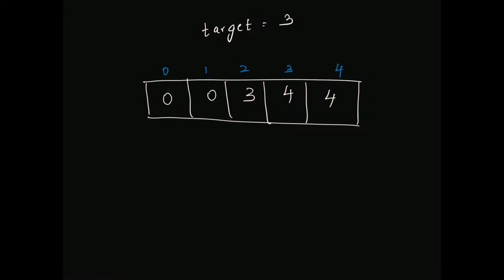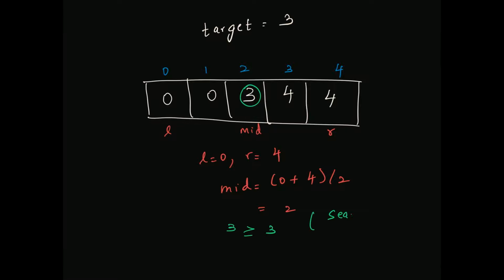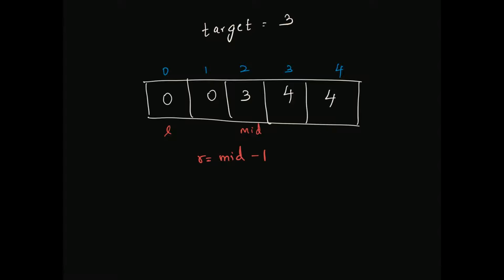We start by initializing left to first index and right to the last index of the array. We calculate the mid index. The value at mid is 3, which is equal to the target. Since we are searching for the first position where the element is greater than or equal to target, we need to check if there is an earlier position that also satisfies this condition. So we move the right pointer to mid - 1 and continue to search the left subarray.